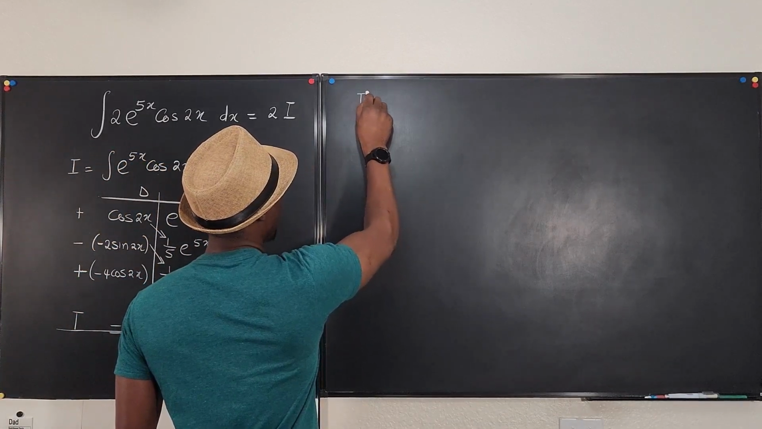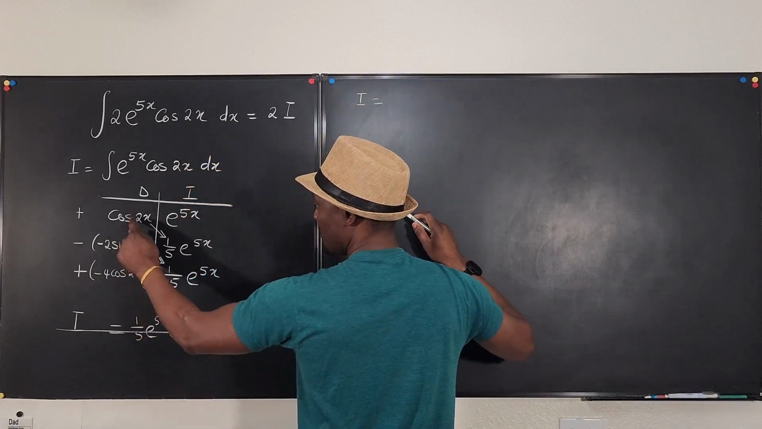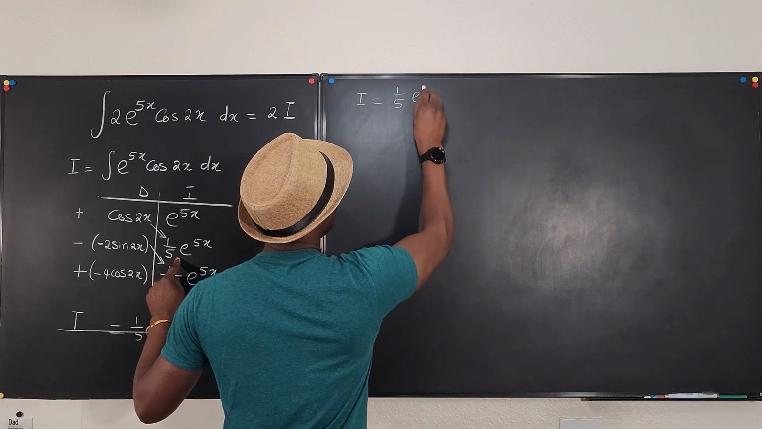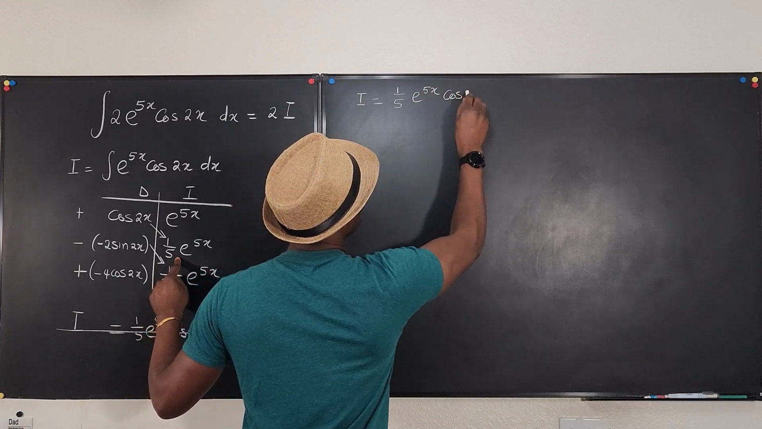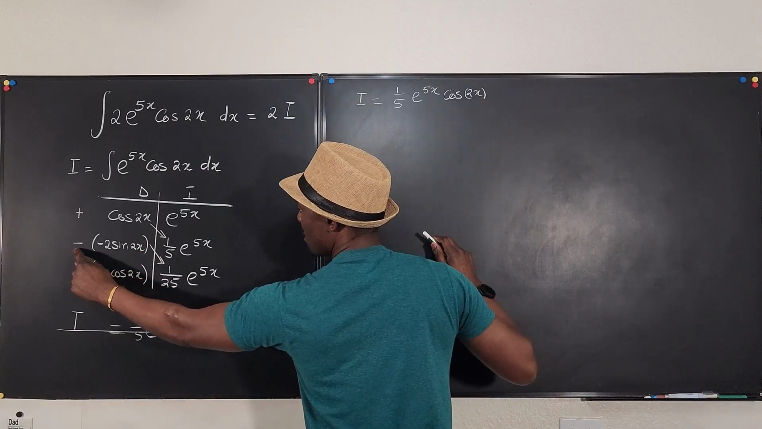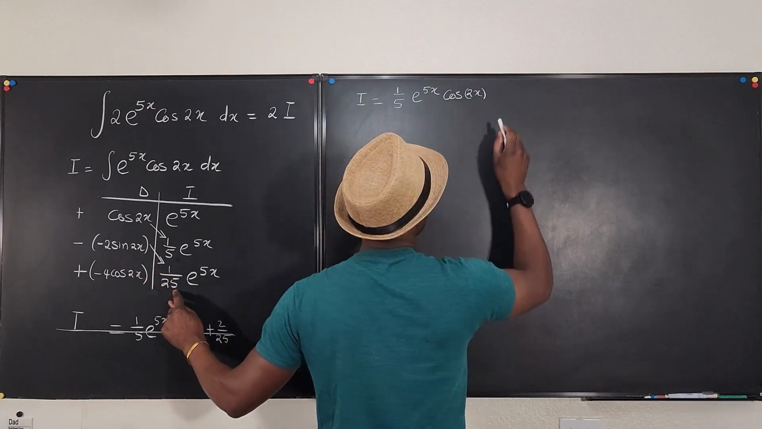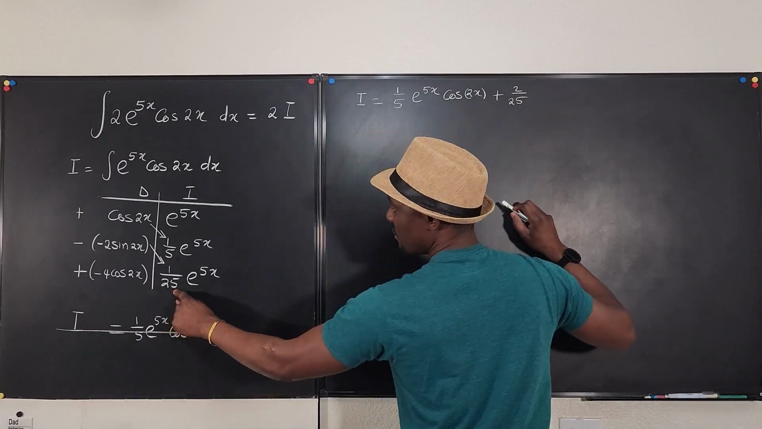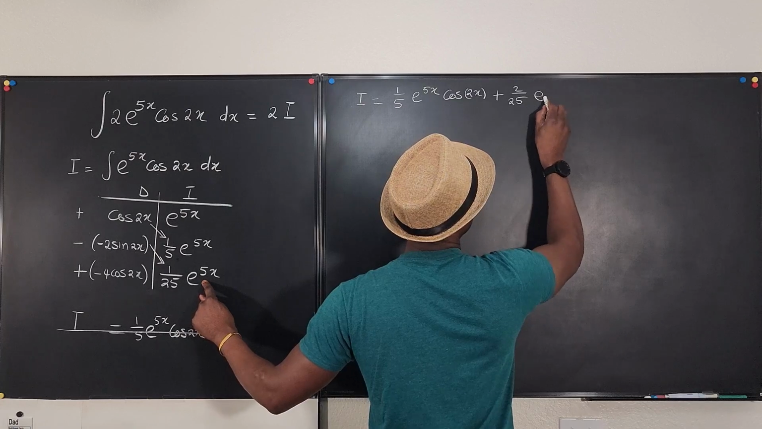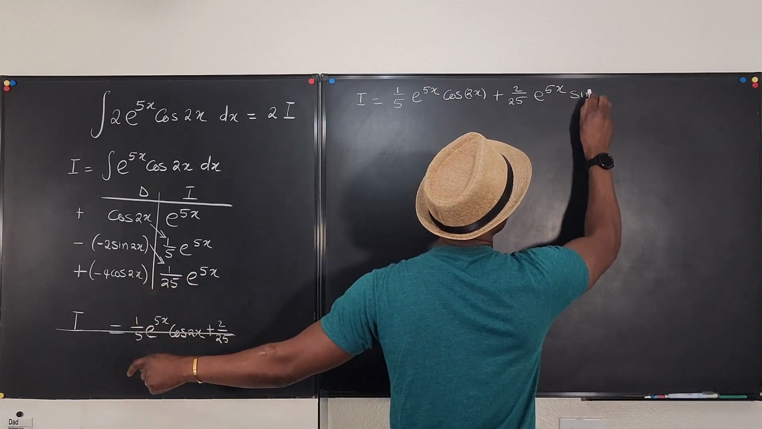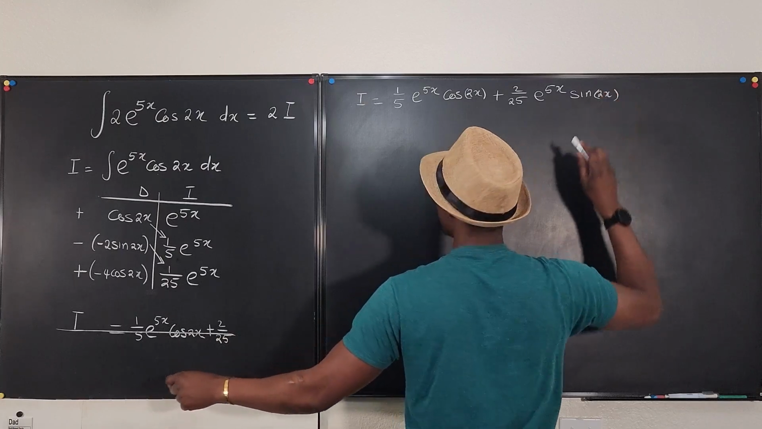So I know that I is equal to, we do it again, that's 1 over 5 e to the 5x cosine 2x. And then the next one is going to be plus 2 over 25. And what's left? You got e to the 5x multiplied by sine 2x. Okay, and there's one more.